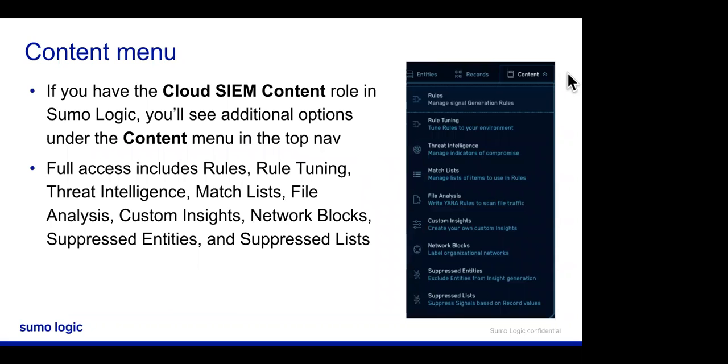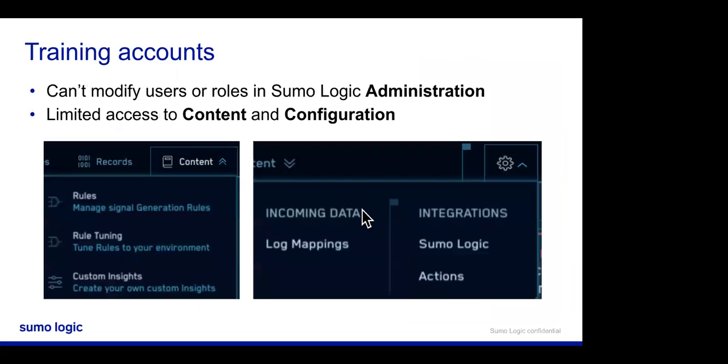Again, also besides your configuration menu, you've got your content menu. Here's where we can add our rules, rule tuning. And you may recall, those of you in yesterday's class, you only had rules, rule tuning, and custom insight. While I had all of these things, I could actually modify my match list. I could create threat intelligence information. I could block certain network information. I can do all kinds of stuff. So there's a lot to this tool.